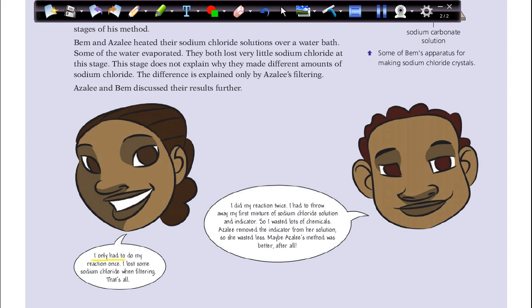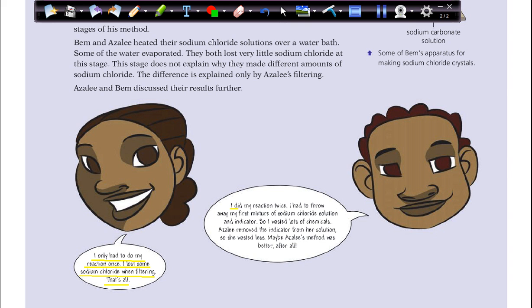Azali said, I only had to do my reaction once. I lost some sodium chloride when filtering, that's all. So you have to know where your mistake is, or how you lost some of your reactants, or why your measurements are not accurate. In this case, that's why you need to write every point down. You need to have your notebook and write every step and everything you did, even the mistakes that you can see as simple mistakes. Sometimes these simple amounts that you lost, or simple mistakes, can change the result completely.